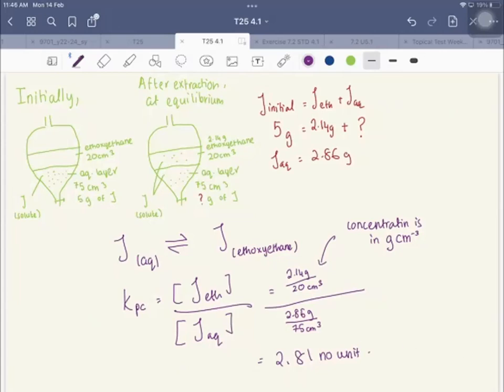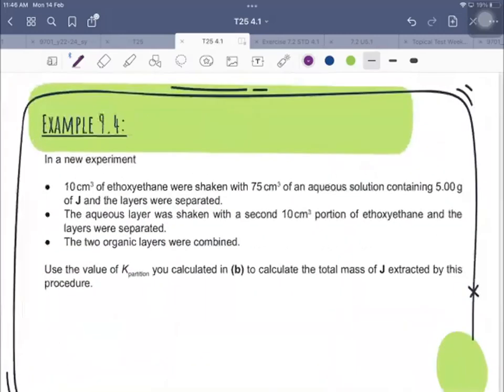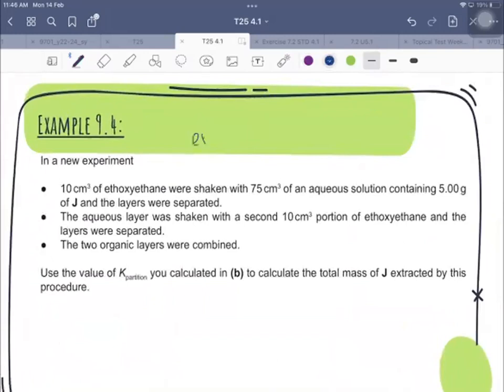Okay, next one, I think, is 2 times extraction or 2 times washing. It means the same thing. If you see the word extraction, washing, or shaken, it means the same thing. You are mixing the 2 layers, but because they are immiscible, it will be separated. But the solute is already being distributed or partitioned between the 2 layers.